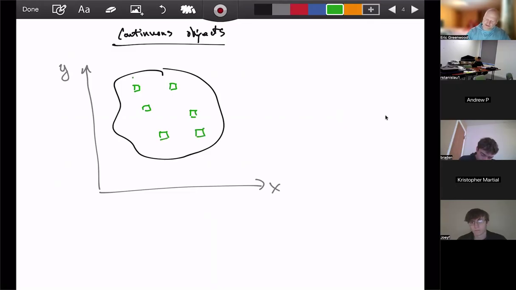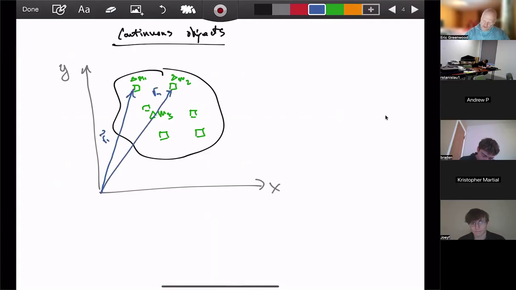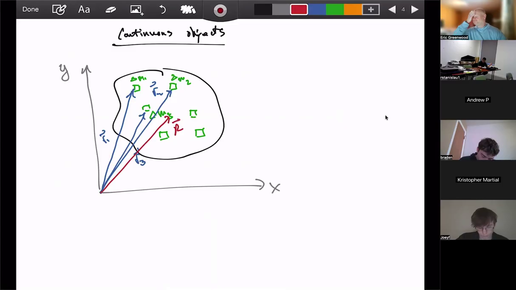So cool. So let's call this one delta M1, delta M2, delta M3, and etc. Each one of these guys then has their own position vector. So this is going to be R1, R2, and R3, and etc. And then that's going to have some sort of center of mass position here. So there's my center of mass position.